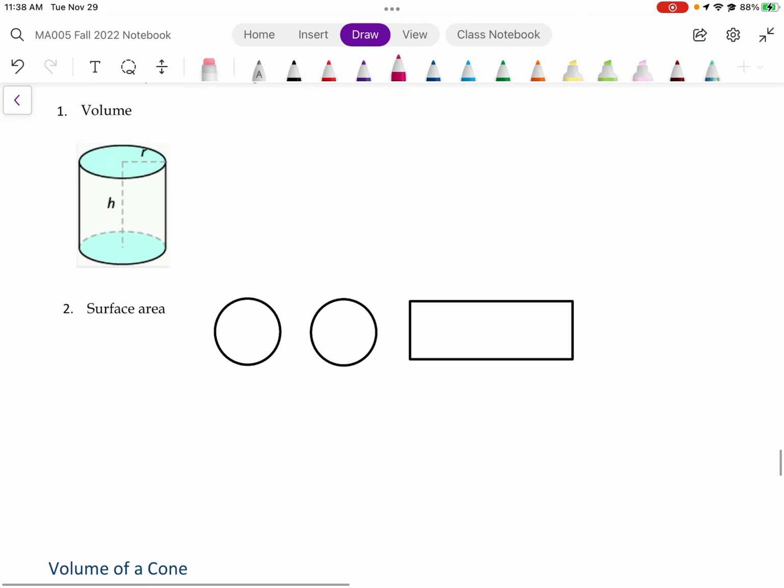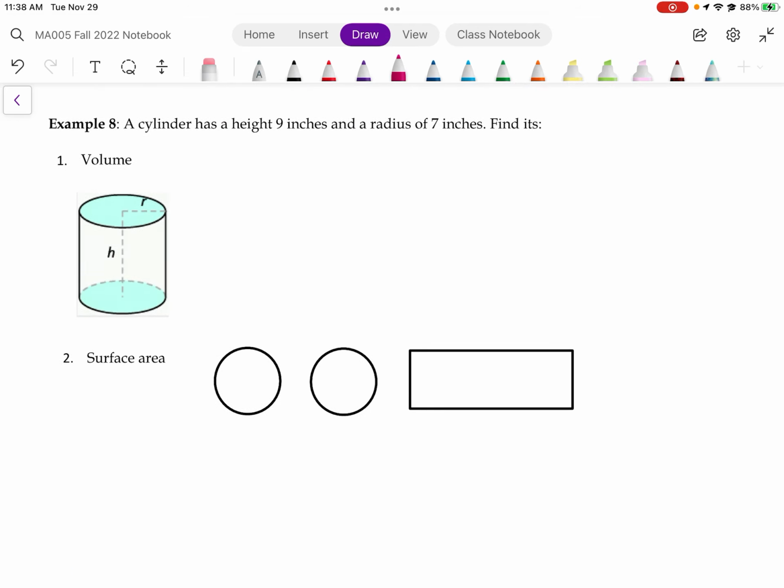Okay. You can try another one if you would like. These are good to try again.